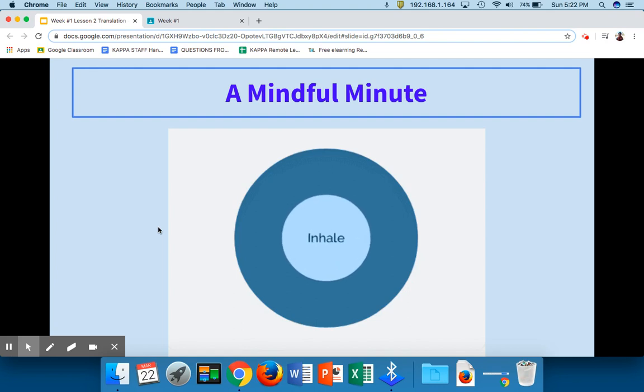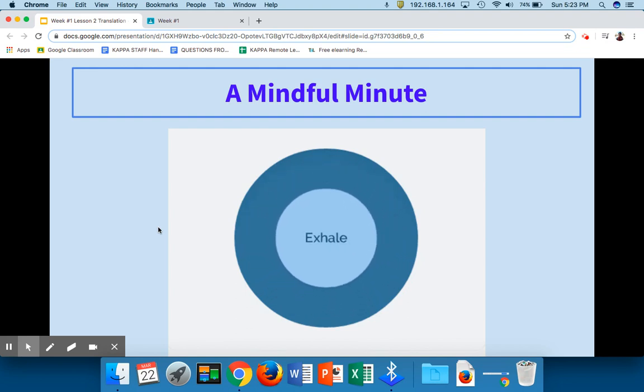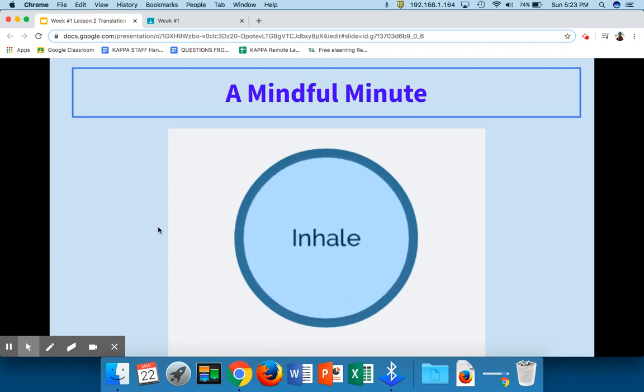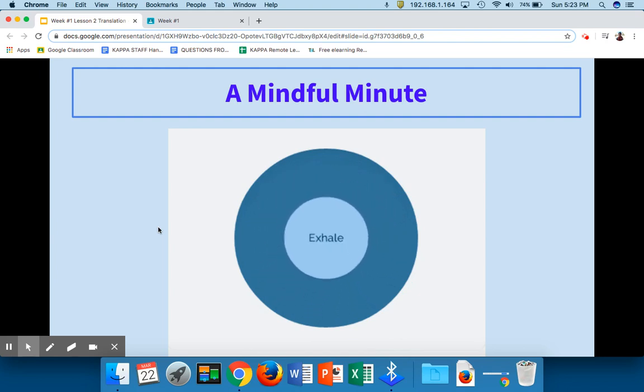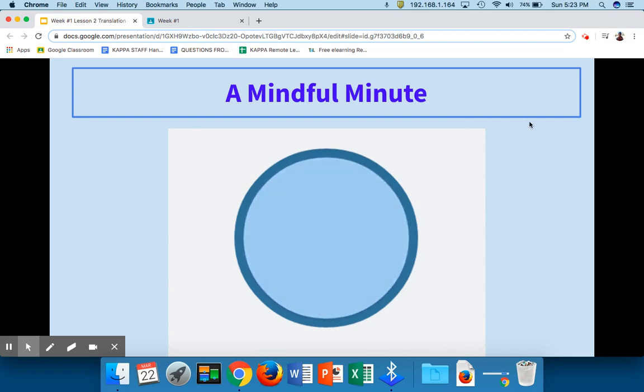And allow your breathing to return to normal. Check in with yourself. Has anything changed? Check in with your emotions. Check in with any physical sensations. Or maybe it stayed the same. When you're ready, you can slowly open your eyes.